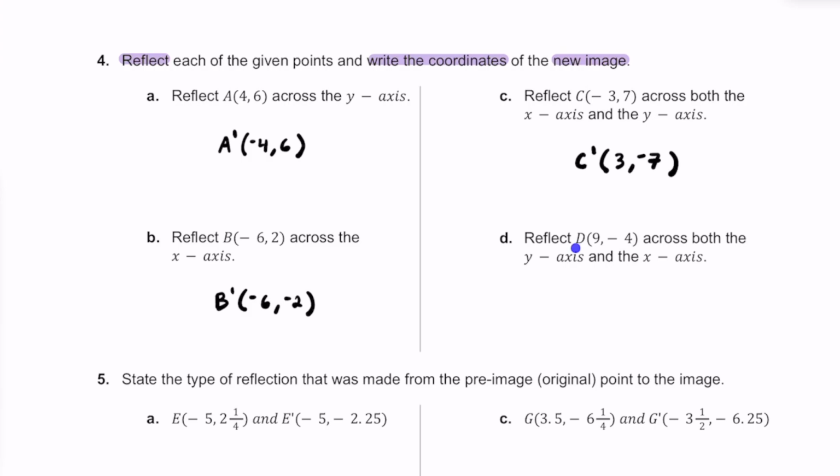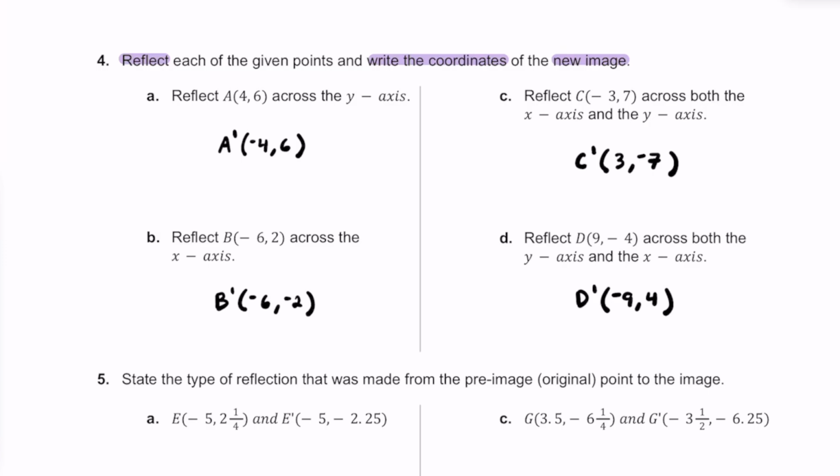For D, let's reflect D, which is (9, negative 4), across both the y and the x-axis, so across both again. So where's D prime going to be located? D prime is going to be at (negative 9, positive 4), because it's the opposite of both the x-coordinate and the y-coordinate.